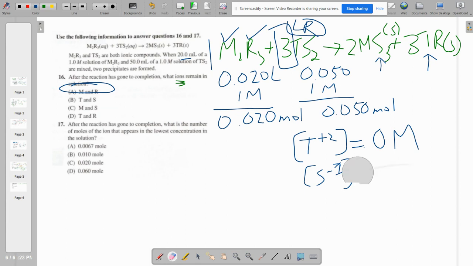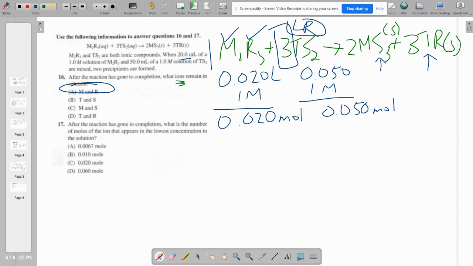Okay. All right. So now that we got that figured out, now 17 says after the reaction has gone to completion, what is the number of moles of ions that appears in the lowest concentration of the solution? So that's a little bit tricky. It's either M ions or R ions, but which one's going to be in a lower concentration? Well, you start off with the same amount of them, but remember, for every one M2R3, you get 2 M's and you get 3 R's. Well, truth be told, which one do you just have less of? Okay, 2 M's versus 3 R's, you have less M.